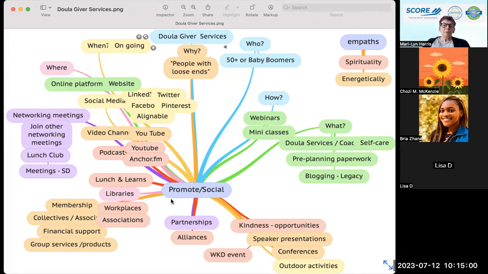And then you have promote social. I was talking to Gail the other day about partnerships and alliances, like the YMCA. Go to the YMCA and say, hey, I have this great program for mothers and daughters. I'd really like to offer it with you. How can we work together to get it done? So those are your partnerships, alliances, or collaborations.